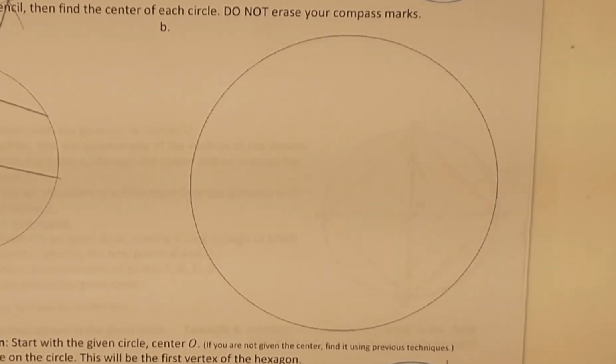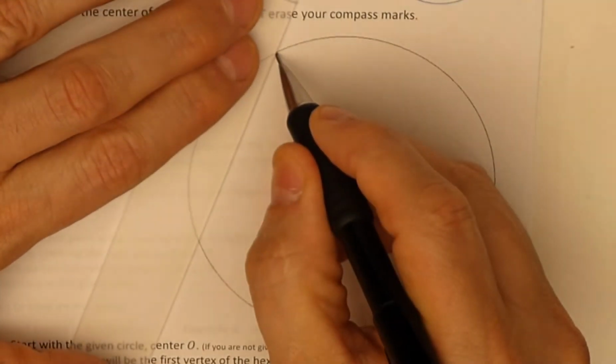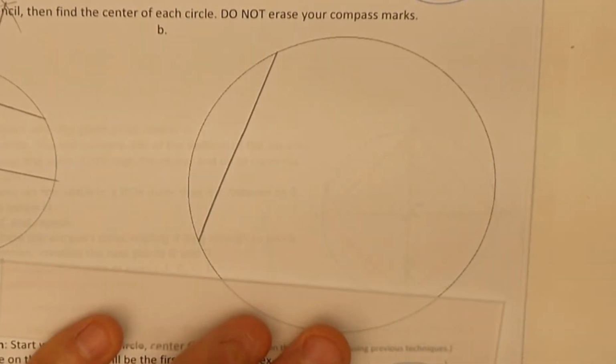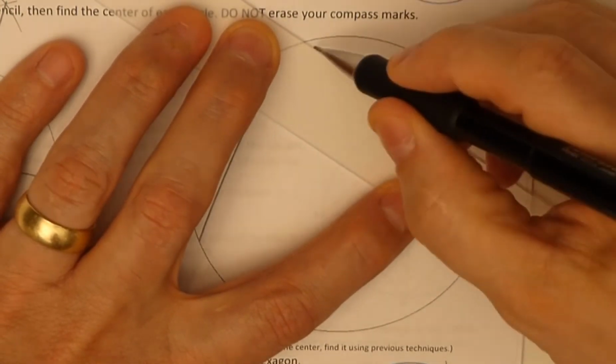Okay, so we're going to do this on the next one, and this one's a little bit bigger. That makes it a tad easier. So I'm going to draw one over here, nice long chord over here. And then I'll do another chord. I'm going to go ahead and put it up here. That'll give us a little bit of space here.